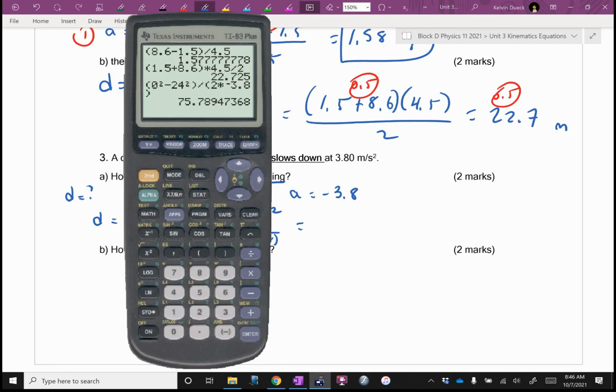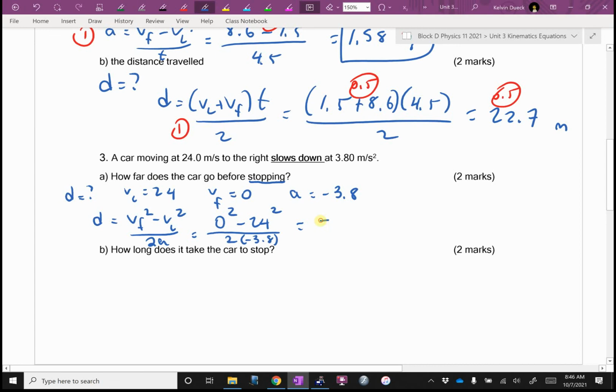Zach, did you get 75 point what? 8? Yes? 2 out of 2. Meters, don't forget units. So I would give you 1 mark if I saw that, or a half mark if you wrote down VF squared equals VI squared plus 2AD, but got the equation wrong after that. Half mark for the numbers, half mark for the answers.